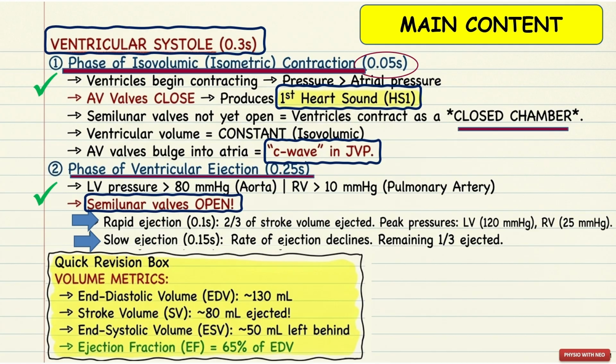The amount of blood ejected per beat is 80 ml. And the end diastolic volume is about 130 ml. So the amount of blood which is remaining at the end of the systole, that is the end systolic volume, is about 50 ml. And this gives us the ejection fraction, which is about 65% of the end diastolic volume.